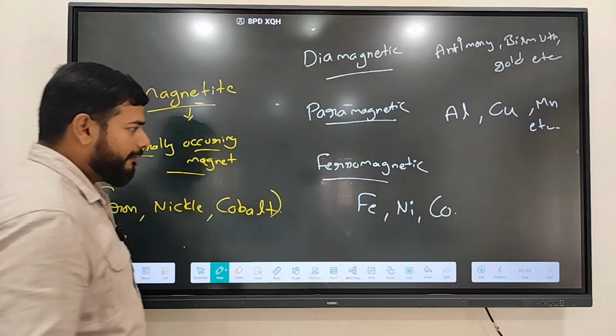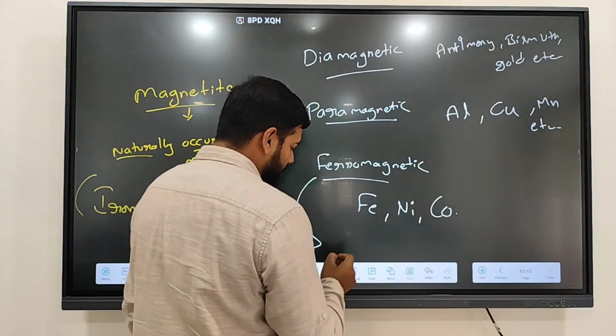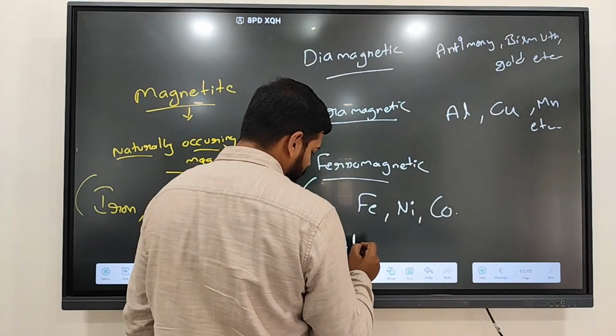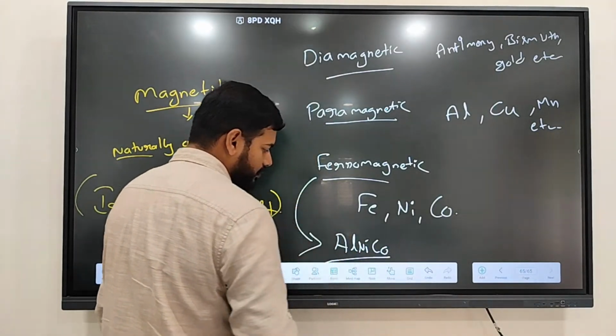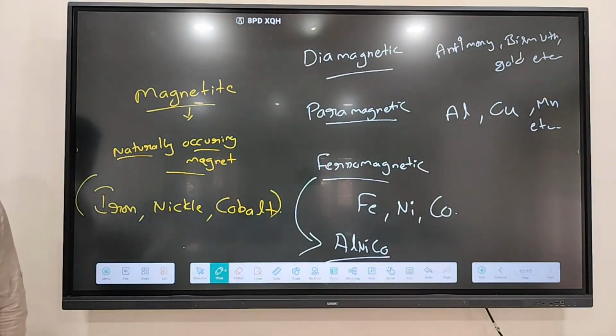Then we have ferromagnetic alloys, alnico: aluminium, nickel, cobalt. Famous alloy, which is used to create artificial magnets. Famous magnet.